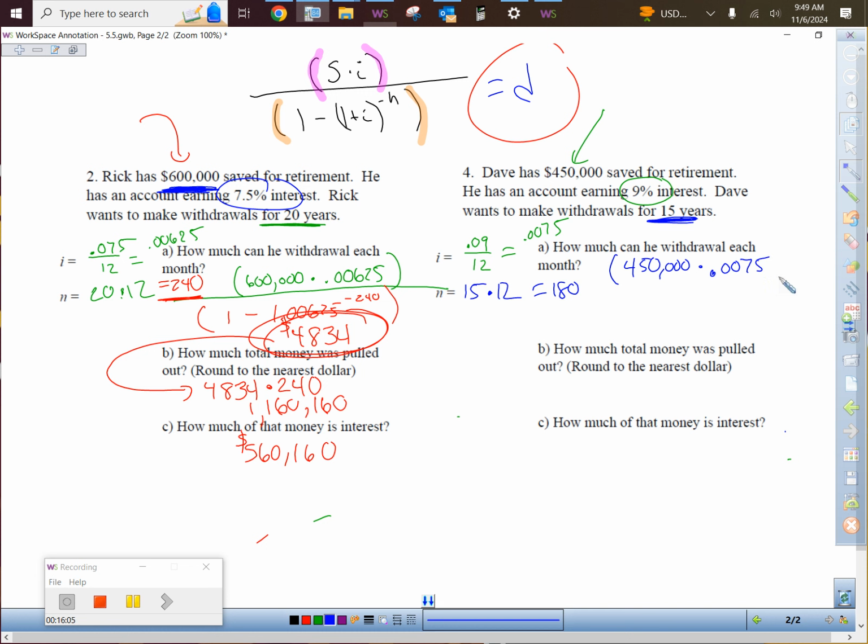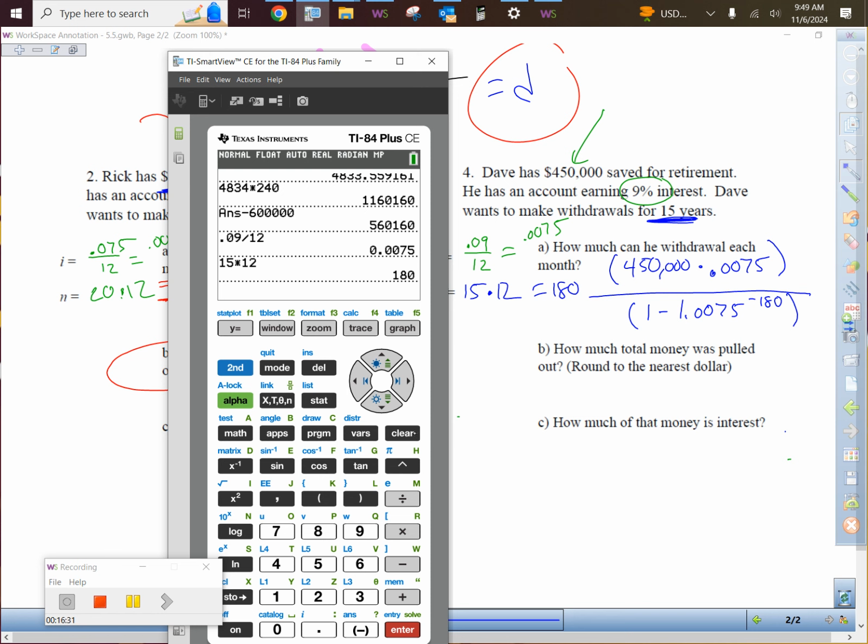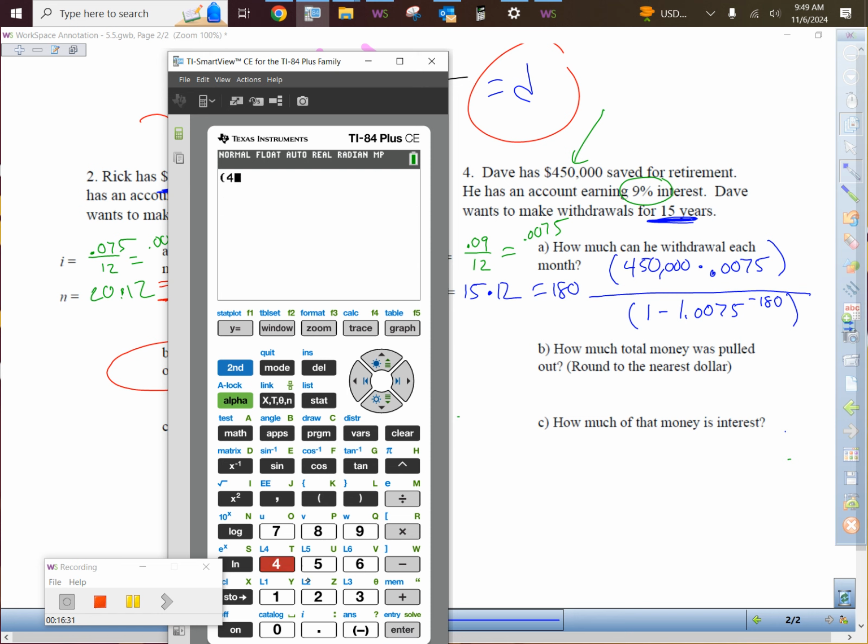So 450,000 times 0.0075 divided by, in parentheses, 1 minus 1.0075 to the negative 180th. And then we'll just punch that in. Let's see if we can get the right number. He shouldn't be making as much money every month as Rick, because Rick had 600 grand to start with, and this guy Dave only had 450 grand. So parenthesis 450,000 times 0.0075. Close that parenthesis up.